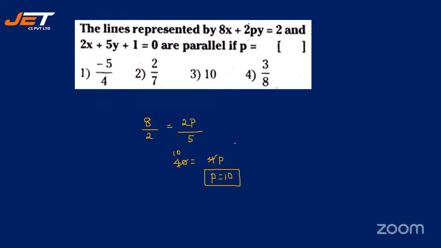Let's see whether it is right. Yes, it is. So here what we have done is a1 by a2 is equal to b1 by b2.